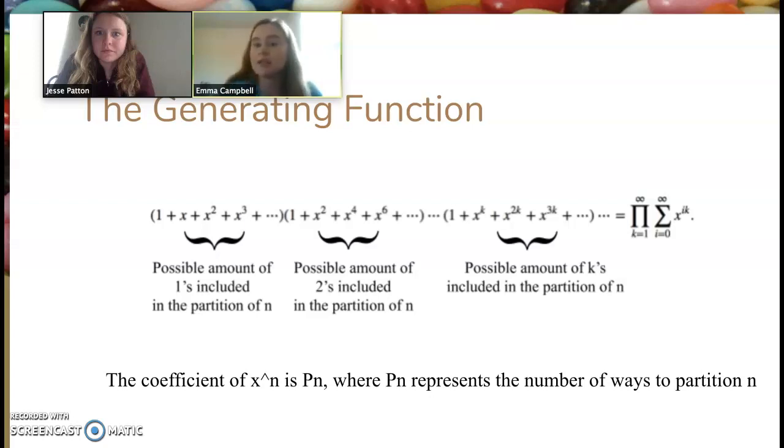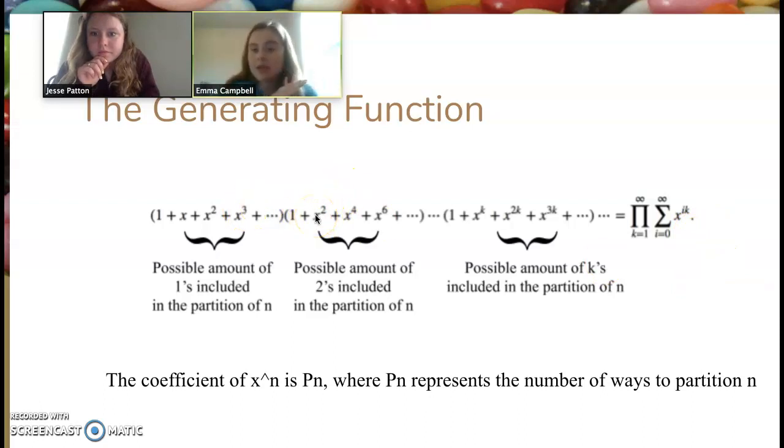So if you were trying to find the partitions for 4, you would go all the way up until multiples of 4. Each term represents the number of ways to use that integer to partition n. The first term is how many times you can use a 1 to partition n. So the x term is using one 1, because it's x to the first. In the second term, the x squared is using one 2, because it's the first multiple of 2 power.